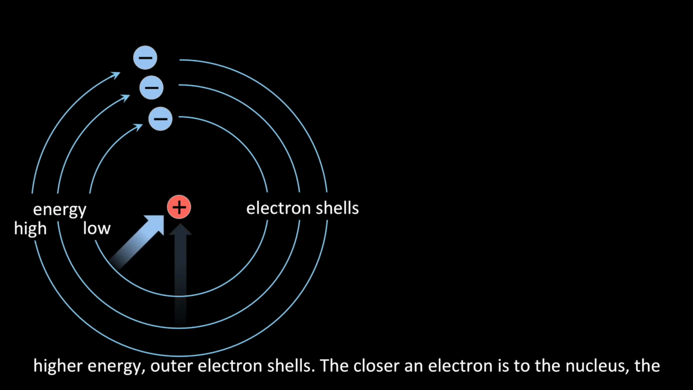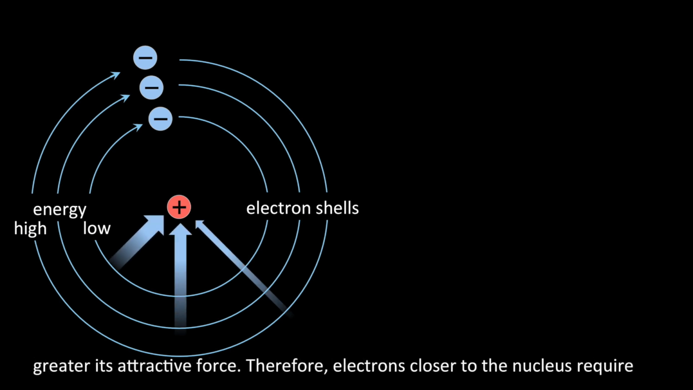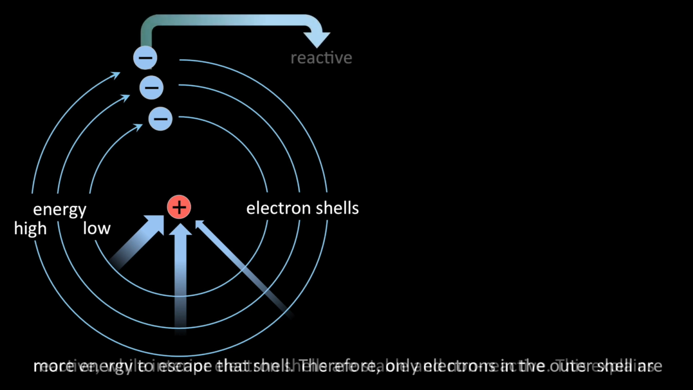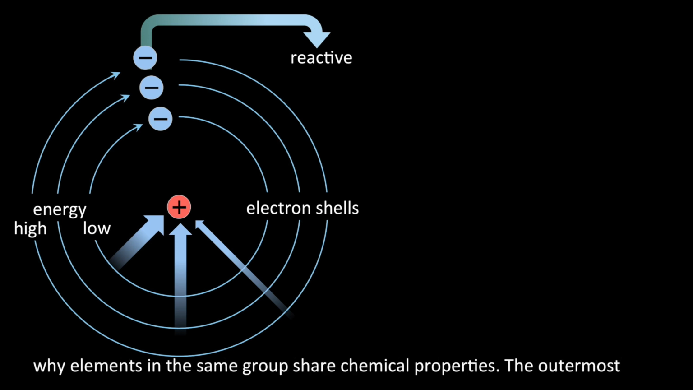The closer an electron is to the nucleus, the greater its attractive force. Therefore, electrons closer to the nucleus require more energy to escape that shell. Therefore, only electrons in the outer shell are reactive, while interior electron shells are stable and non-reactive. This explains why elements in the same group share chemical properties.